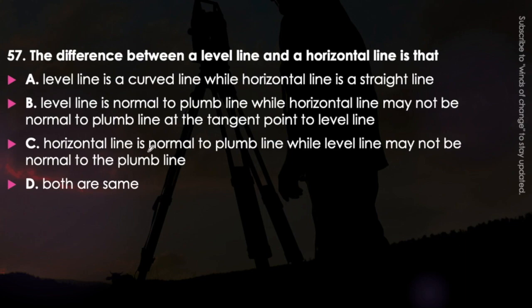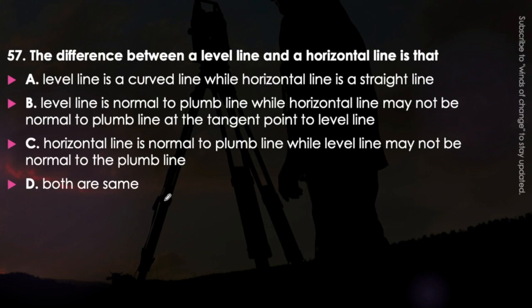Next question. The difference between the level line and the horizontal line is that a level line is a curved line while horizontal line is a straight line. Level line is normal to plumb line while horizontal line may not be normal to plumb line at the tangent point to the level line. Horizontal line is normal to plumb line while level line may not be normal to the plumb line, or both are same. Just think about it.